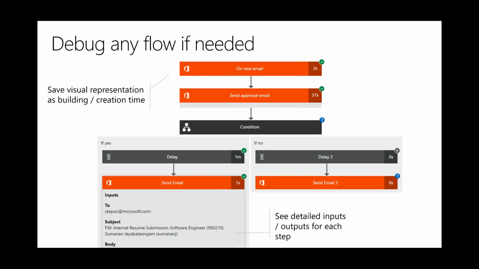Now, if I am unable to do that on my own, I am able to pass this off to IT, who can then come in and see even more information about it by being able to see the detailed inputs and outputs for each step within this visual debug. So it gives us multiple ways of being able to correct our Microsoft flows if we have any issues with them.